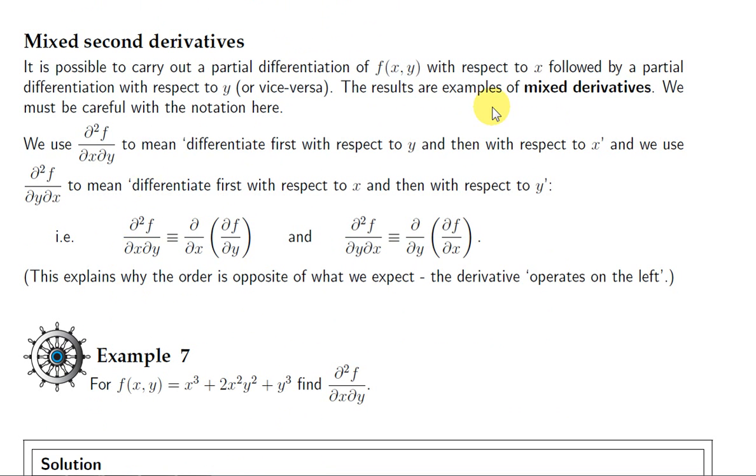We can also consider examples of mixed derivatives. So here's a function of x and y, and we want to calculate this mixed derivative here. So what does this thing mean? Well, first of all, we have to get the partial derivative of f with respect to y. And when we've got that derivative, we differentiate it partially with respect to x.